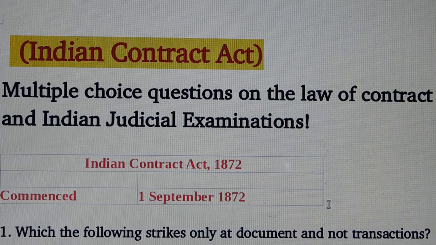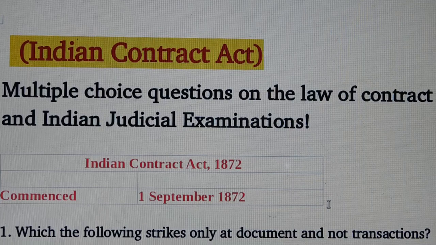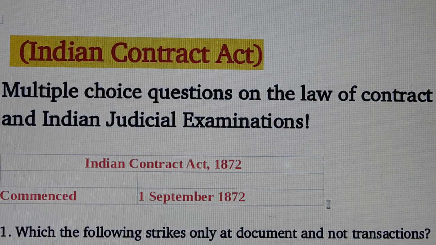So friends, we will see MCQ of Contract Act with answer. Question: when did Indian Contract Act come into force? Answer is 1st September 1872.